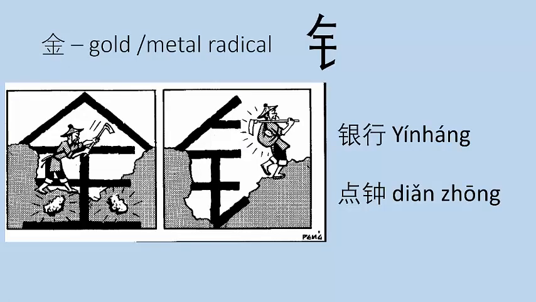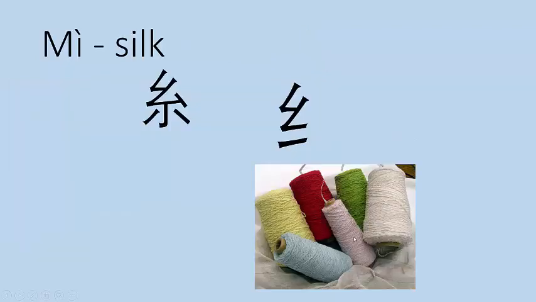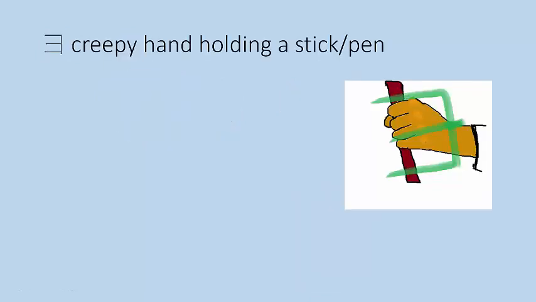Here is the metal radical. It has two forms, its original form and then the simplified form. We've seen this radical before in yin hang, bank, and dian zhong, o'clock. We're also going to encounter the silk radical again. We've seen this all over the place, but now we're going to see it in its original form. We're also going to see the hand holding a stick or a pen radical again.